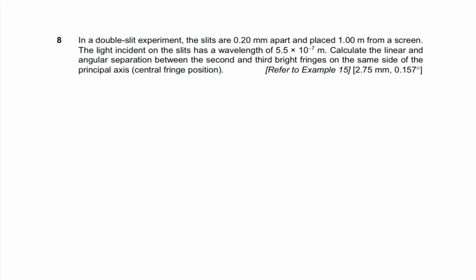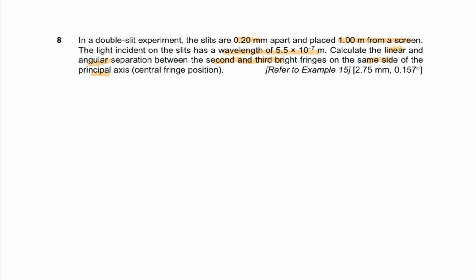Double slit experiment, the slits are 0.2 mm apart and placed 1 meter from a screen. The incident light has a wavelength of 5.5 times 10 to the power negative 7 meters. Calculate the linear and angular separation between the second and third bright fringes on the same side of the principal axis. So there are a lot of key terms.